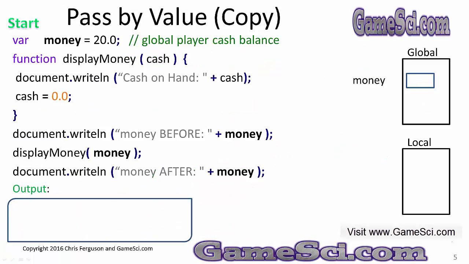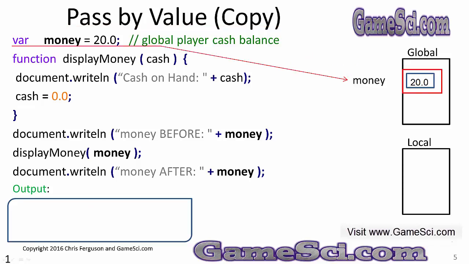Pass by value, or make a copy of the argument. What's going on there? Well, pass by value is sometimes called call by value, depending on the book you read. Some call it pass by value, some call it call by value. But let's look at it and let's visualize it and see how it works.